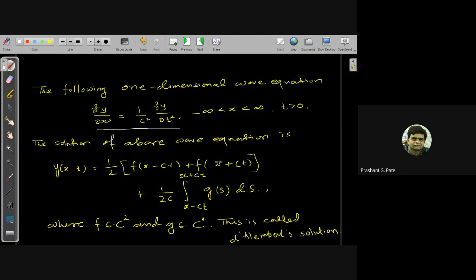Now in this lecture we are discussing a property of characteristics. The equations x minus ct is equal to some constant, and x plus ct is equal to some constant, are known as the characteristics of this one-dimensional wave equation. Now if you change the function f and the function g, then the solution will change accordingly.